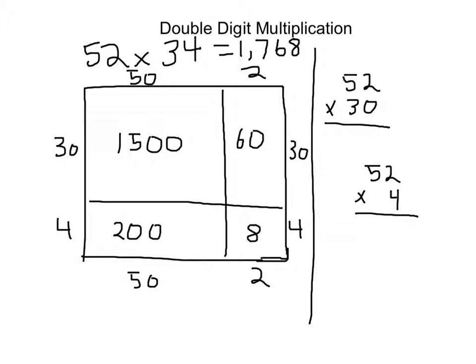And now we can go back to that zero strategy. 52 times 30 is the same as 52 times 3. I do 2 times 3, which is 6. I do 5 times 3, which is 15. I put a 0 on the end of it. It's 1560. Now I do 52 times 4. 2 times 4 is 8. 5 times 4 is 20. And now the last step is I add up my 208 and my 1560.